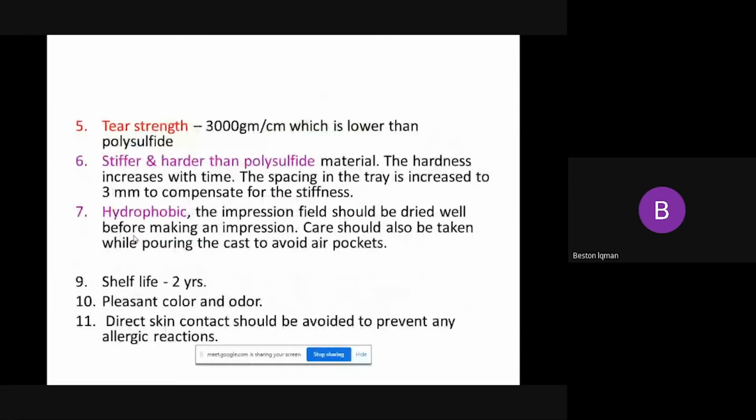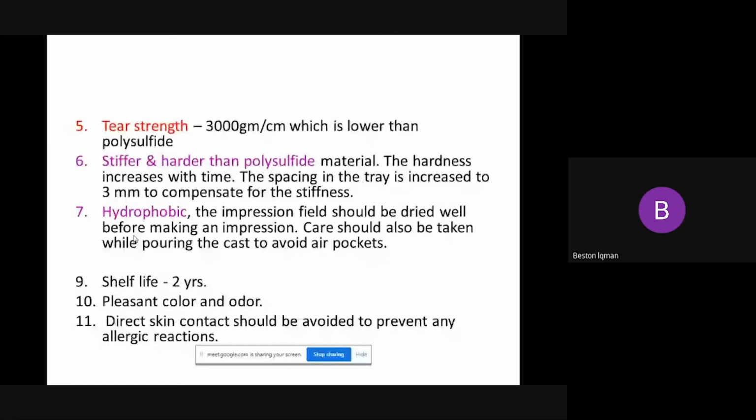The tear strength is lower than polysulfide, while it is stiffer and harder than polysulfide. Because it is stiffer and harder, it needs 3 millimeters of space to compensate for the stiffness. The most important property is that it is hydrophobic; it dislikes water. What do I mean by it? The field should be dried before making the impression. Shelf life, the life of the impression material, is about 2 years. The odor and color are good. Direct skin contact should be avoided to prevent any allergic reaction.